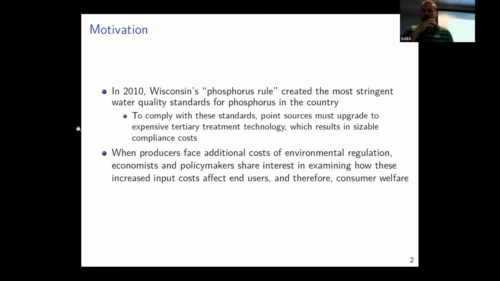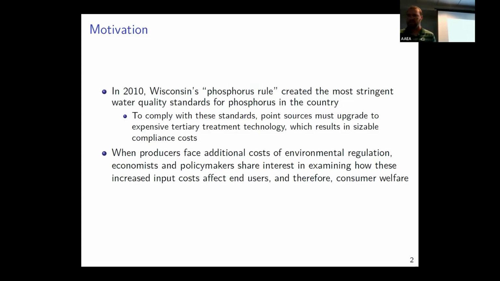All right, so motivation. You're all going to learn a lot about Wisconsin's regulations today, I would think. In 2010, Wisconsin created what was called the phosphorus rule. It's a very big, overarching regulation that creates the most stringent water quality standards in the country. So we are talking very, very stringent.